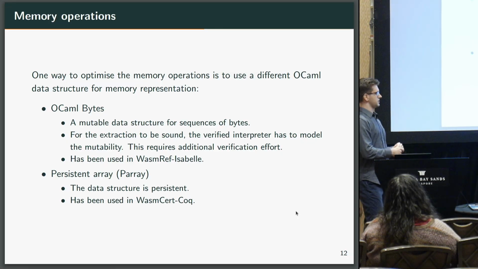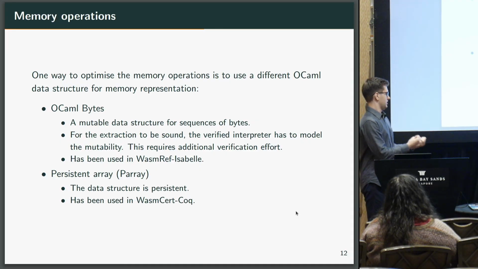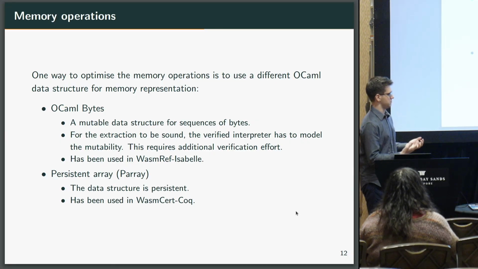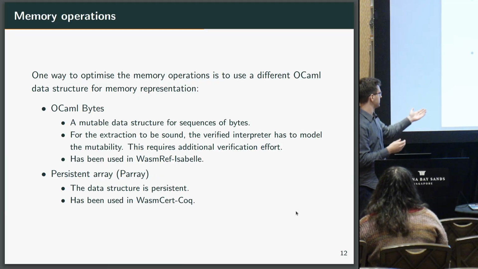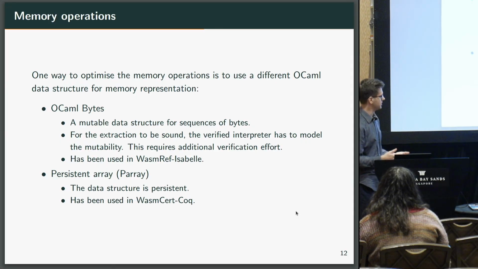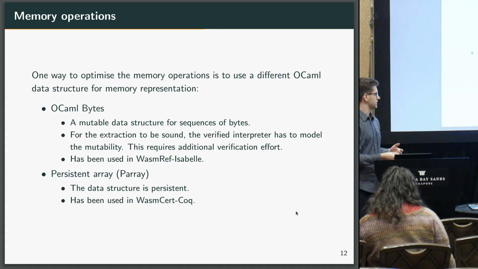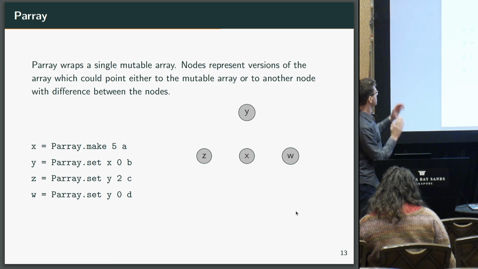So then the question is, maybe there is a data structure that has a similar interface or similar semantics as immutable functional lists, but has better performance for our use case. And yes, there is one such data structure. It's persistent arrays, a persistent data structure that has been previously used in the WasmCert-Coq mechanization to optimize stateful operations. Now I'm going to explain a bit what a persistent array is.